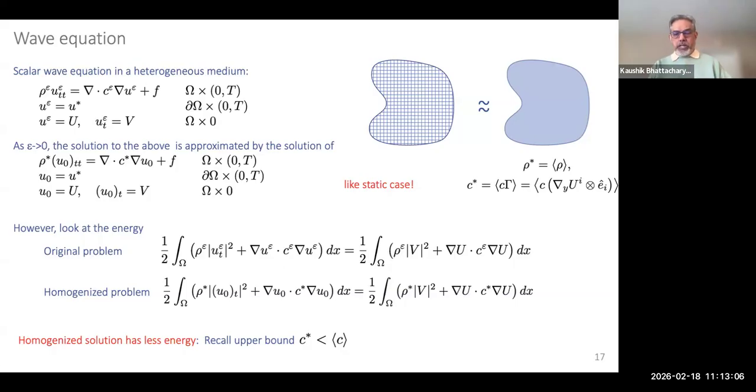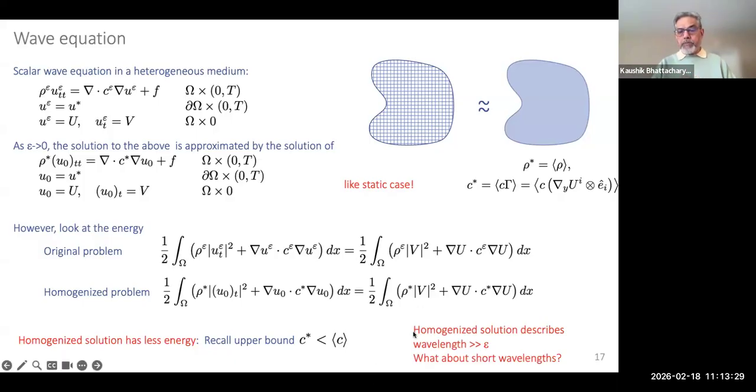So the reason you lost it is because when you do this two-scale approximation, you're basically saying that your solution is going to be smooth compared to the length scale of the microstructure. So you're really doing a long wavelength approximation. So this solution describes forcings which are long compared to the microstructure, right?